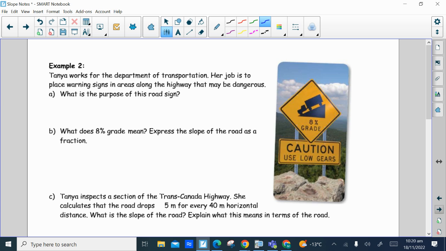So what is the purpose of this road sign? It's to warn travelers that there is a steep hill ahead. That's what the purpose is. To warn travelers that there is a steep hill ahead.